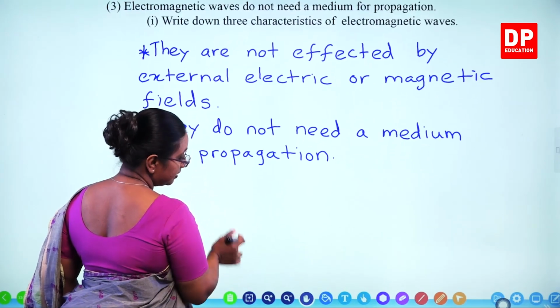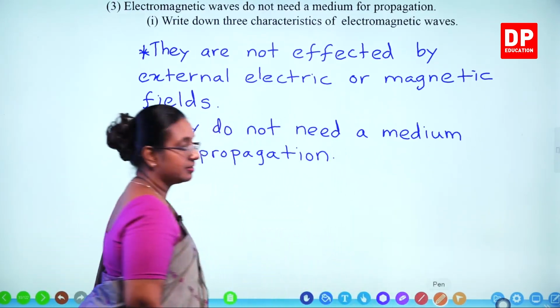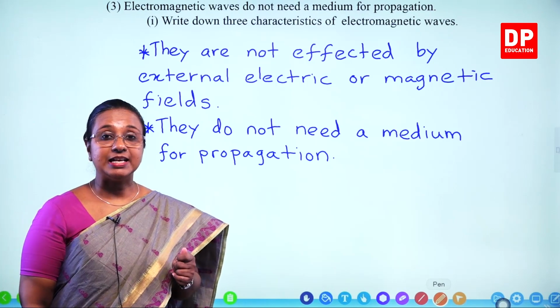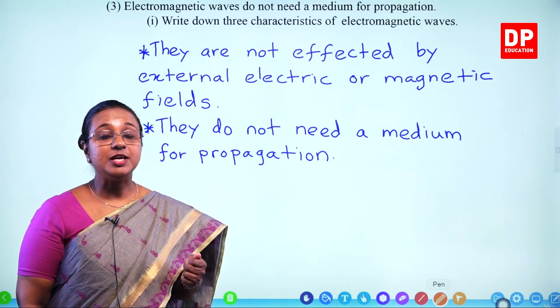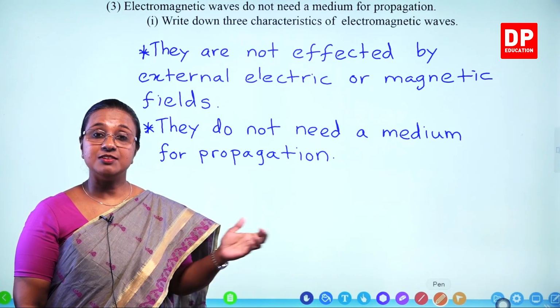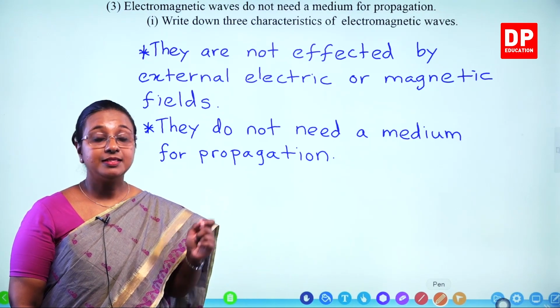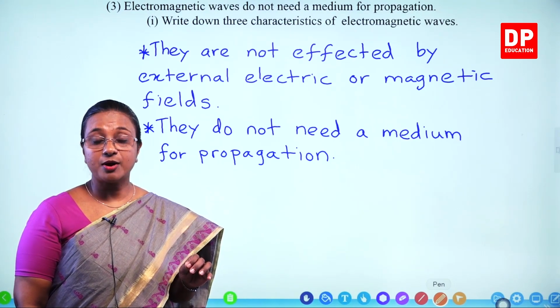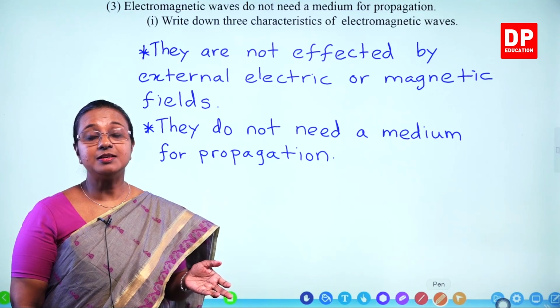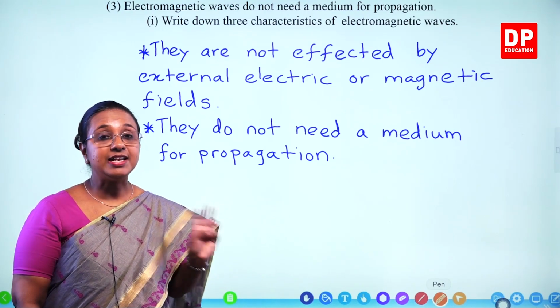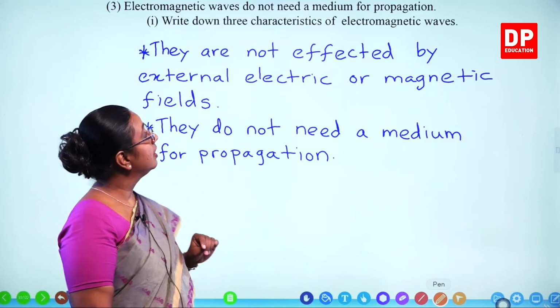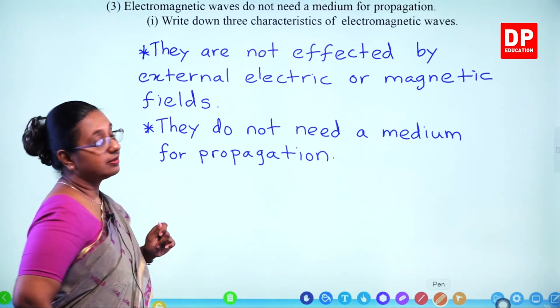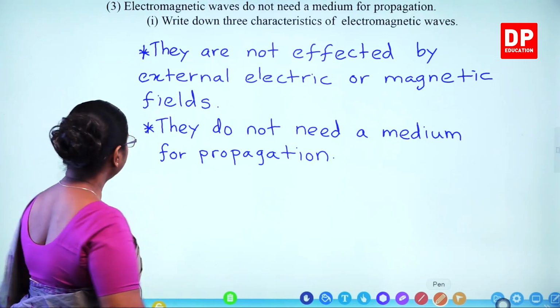Then there is the third characteristic. What is that? What is the speed of electromagnetic waves in vacuum? 3 into 10 to the power of 8 meters per second. So that is the third property or characteristic of electromagnetic waves.